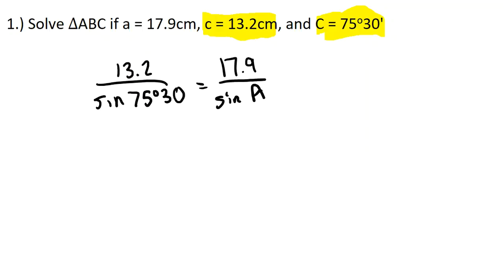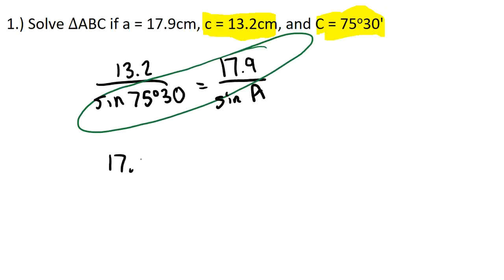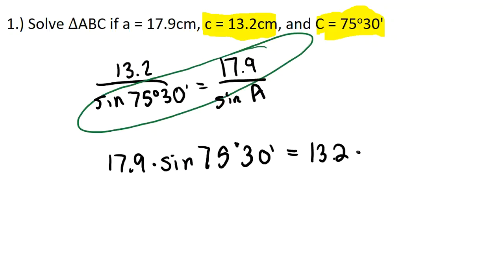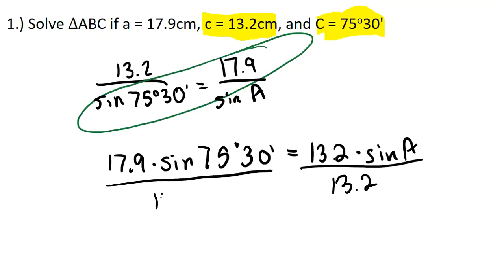What I'm going to do is I'll cross multiply. So I'm going to get 17.9 times sine of 75 degrees, 30 minutes, equals 13.2 times sine of A. And to get sine A by itself, I'm going to divide by 13.2.